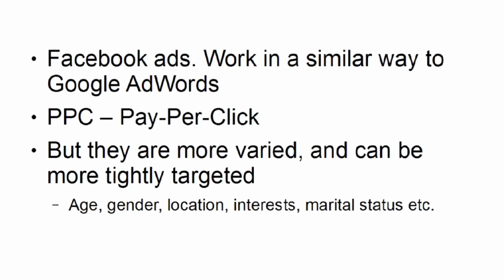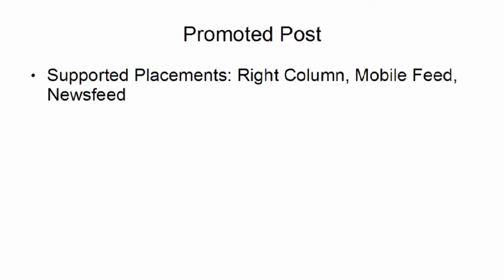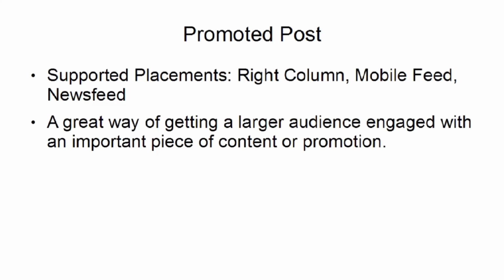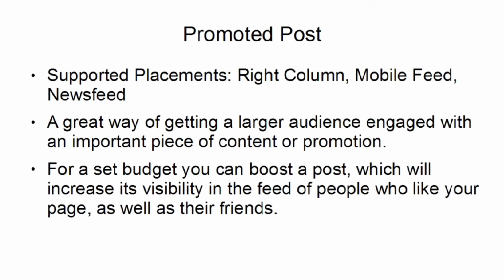Now let's look at the different types of ad that you can have on Facebook. There used to be all sorts of different types, but now they've whittled it down to just a few. And I suppose the most popular one is the promoted post. The supported placements for that are the right column, mobile feed, and news feed. This is a great way of getting a larger audience engaged with an important piece of content or promotion. And for a set budget, you can boost a post which will increase its visibility in the feed of people who like your page as well as their friends. So again, it's going to get them right in front of the post that you want them to read.